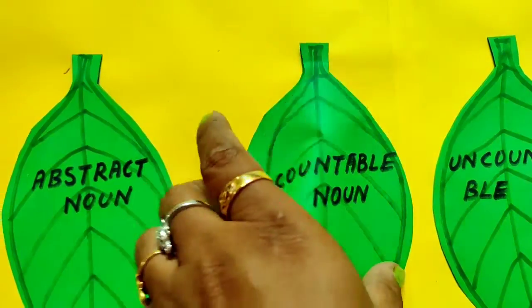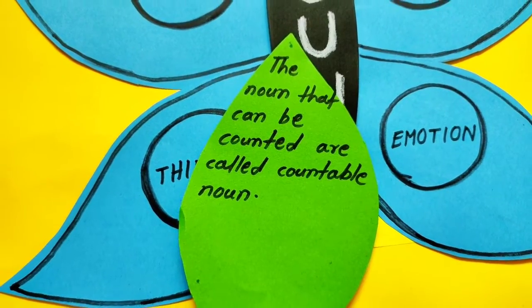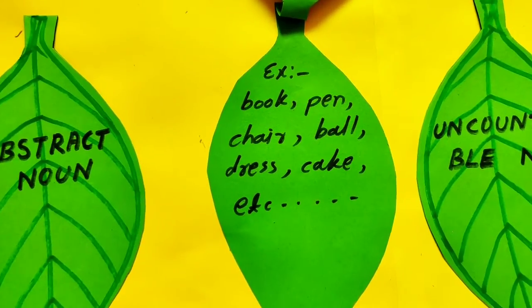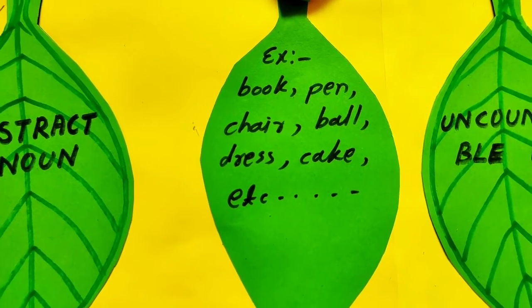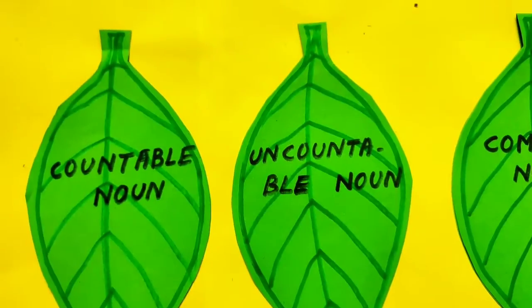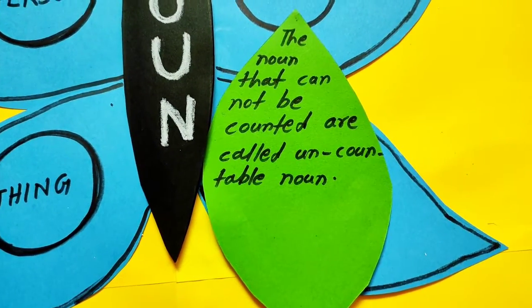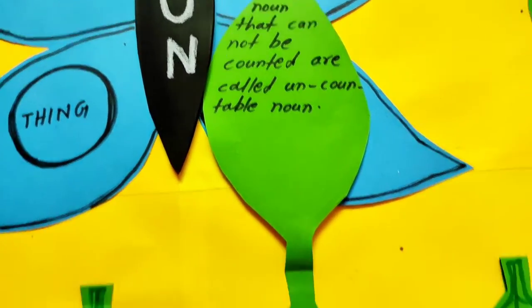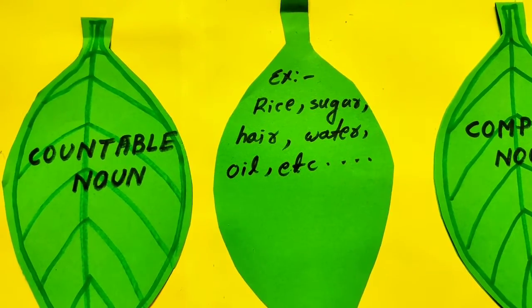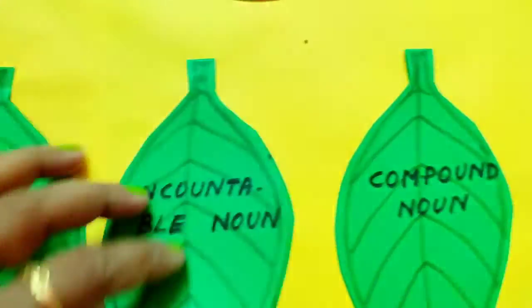Then countable noun. The noun that can be counted are called countable noun. For example, book, pen, chair, bowl, dress, cake, etc. Then uncountable noun. The noun that cannot be counted are called uncountable noun. For example, rice, sugar, hair, water, oil, etc.